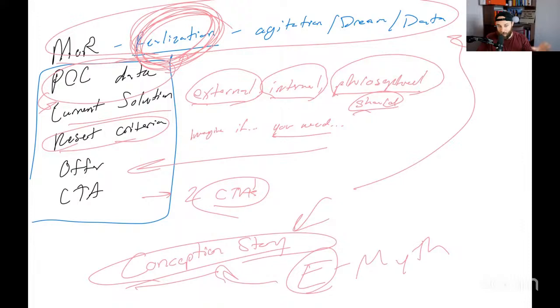And what I do is I go to Claude AI. If they record it or write it, I'll just transcribe it, right? I go to Claude. I say, take this conception story and apply it to this framework. And the framework should be moment of realization, supporting data, what people currently do that's not working, resetting the criteria of what they should do, the offer, and the call to action.